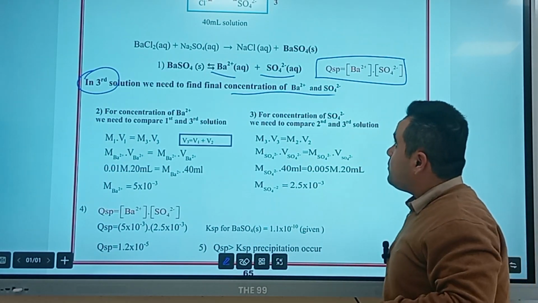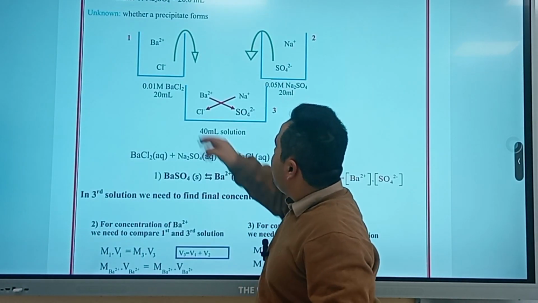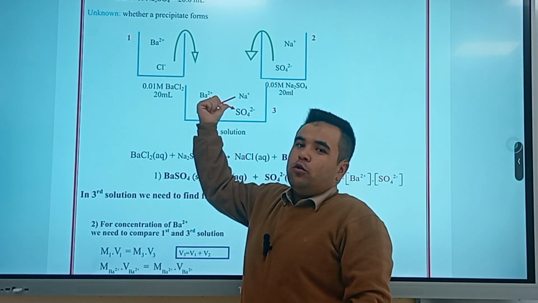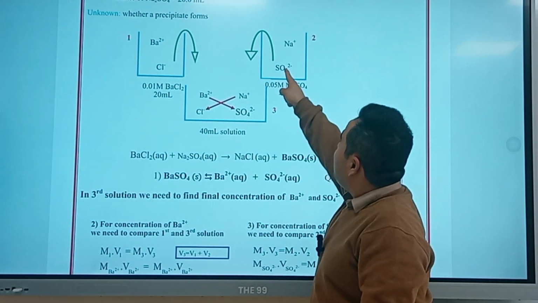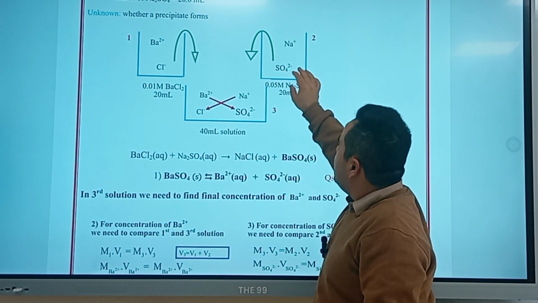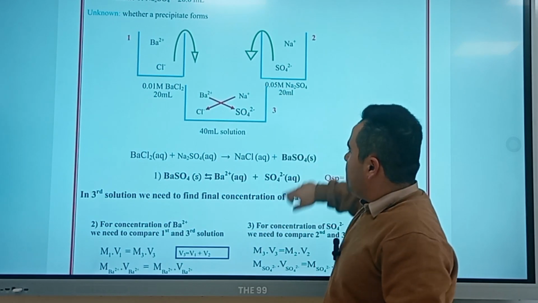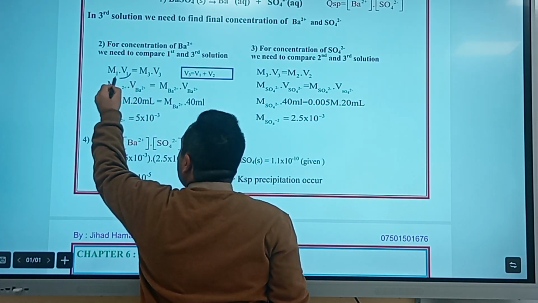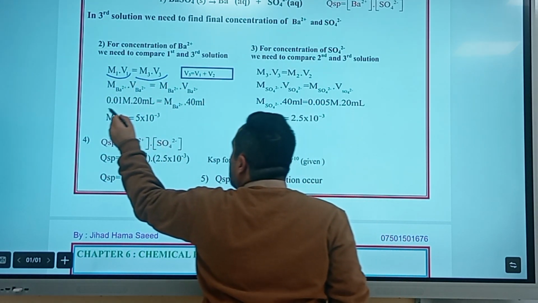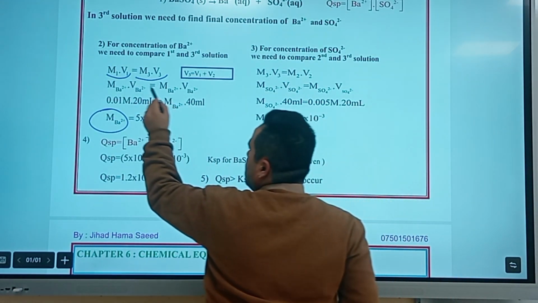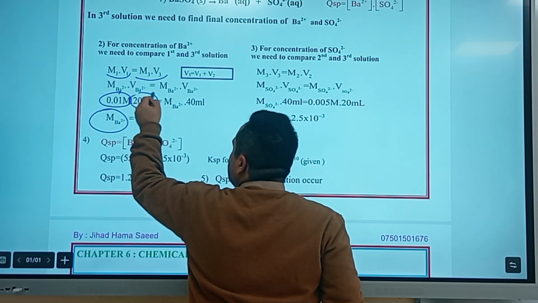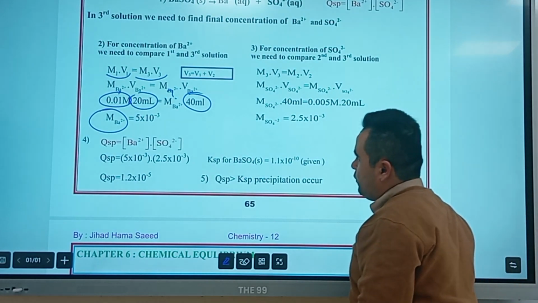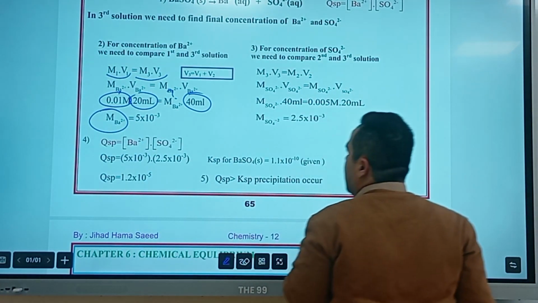How to calculate that? Guys, the Ba exists in the first and the third, so take the relation MV of 1 equals MV of the third. To calculate the sulfate, take the relation between the second and the third: MV of the second and MV of the third must be equal. So let us do the procedure. Let me show you how to do that. M1V1 equals M3V3 to calculate the concentration of Ba. Here the M1 is given, 0.01, V1 is 20, M3 is unknown, and V3 is known, the summation of V1 and V2. The concentration of Ba is then known.